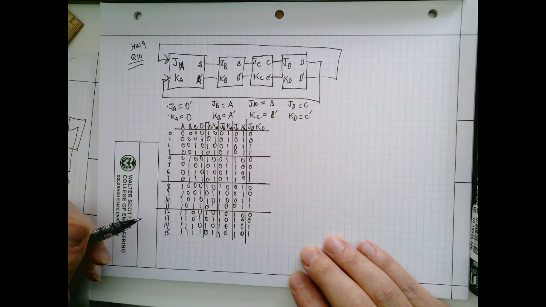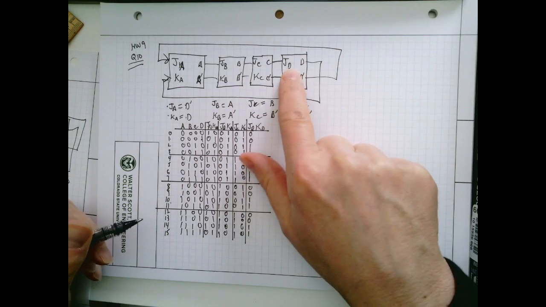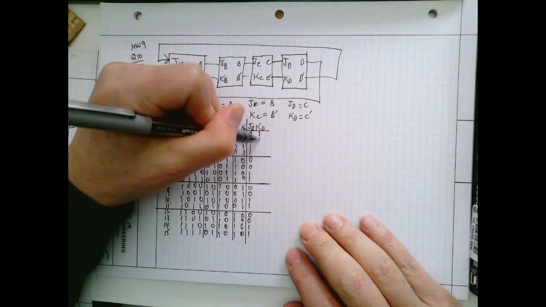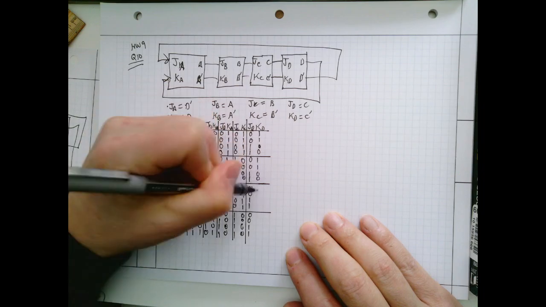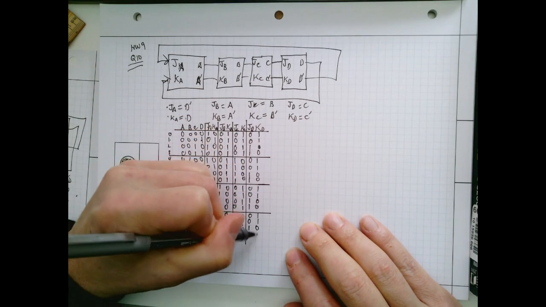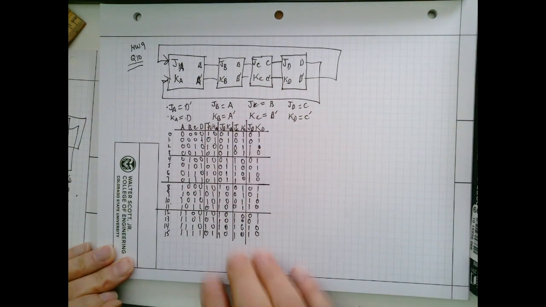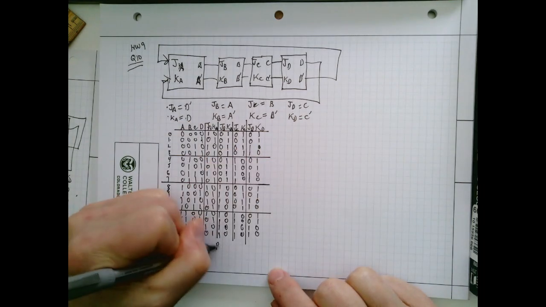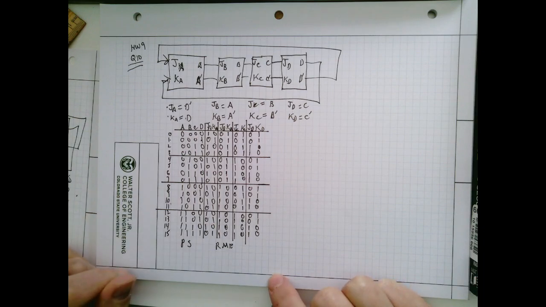Similarly, K sub D is equal to the inverse of C prime. So that's the opposite of, the inverse of JD, so I can take JD and invert it. And now I have the remapped excitation table as a function of the present state. So here's the present state, and here's the remapped excitation table. What's my next step?